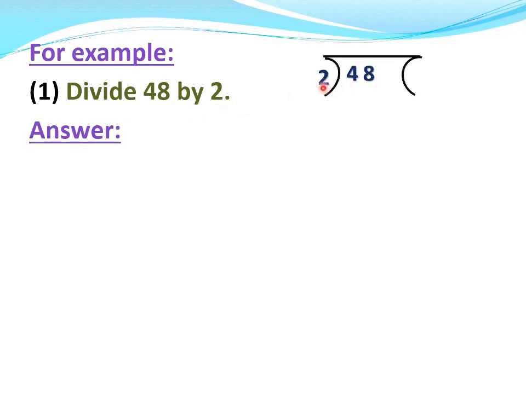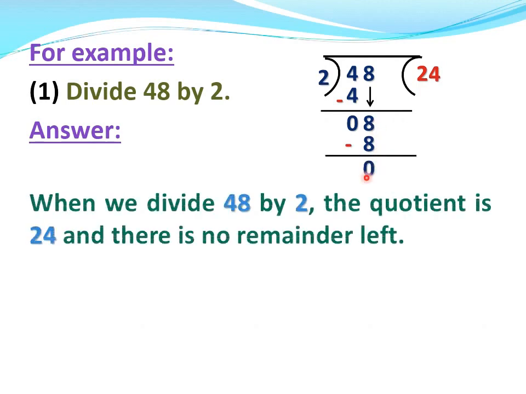Divide. See, 2 multiply 2, 4. Now we will do subtraction. 4 minus 4, 0. Now take the next number as it is. Write here 8 as it is. Now multiply. See, 2 multiply 4 equals 8. Now we will do subtraction. See, 8 minus 8, 0.